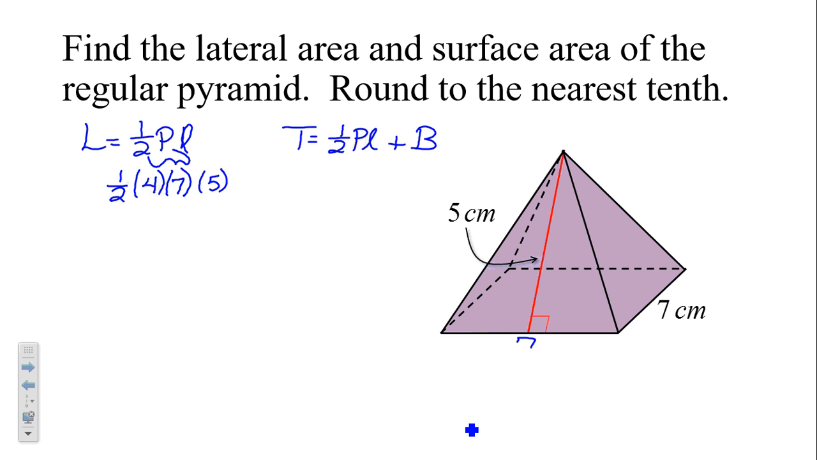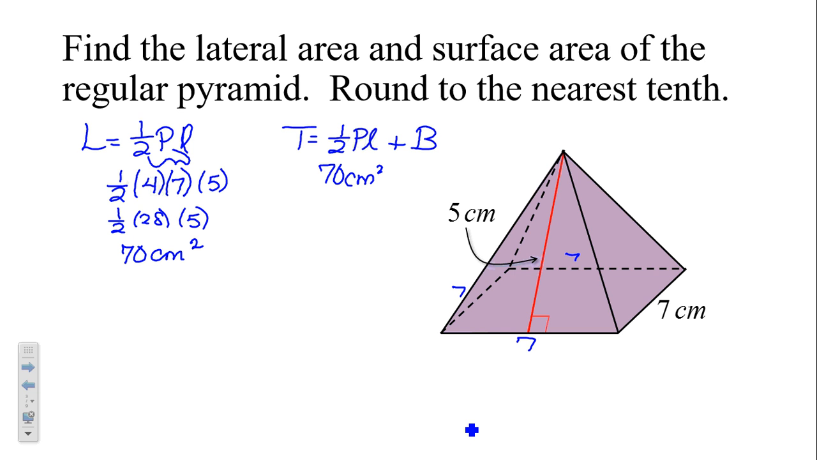Okay? So we can add 7 plus 7 plus 7 plus 7, or just take 4 times 7. So half of 28 times 5 is 14 times 5. Everybody get 70 square centimeters? Okay. Now, we've already found that, so no need to find it again. We just substitute it in.